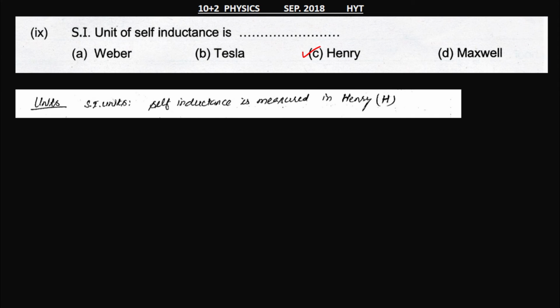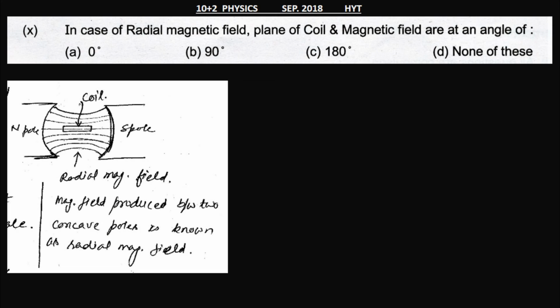Now moving to the next question, that is question number 10. It says that in case of radial magnetic field, here is the radial magnetic field. In case of moving coil galvanometer, you can see this type of arrangement, this type of radial magnetic field we generally use in that case. So it says that in case of radial magnetic field, plane of coil and magnetic field are at an angle of, every time it makes an angle of 0 degree. That's why we are using this type of radial magnetic field. So A is the right option for question number 10.